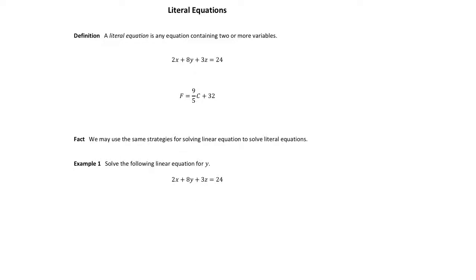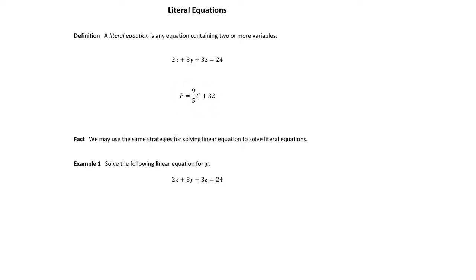A literal equation is any equation containing two or more variables. So for example, we could have 2x plus 8y plus 3z is equal to 24. So here's an equation that has three different variables. Or something like in our last lesson where F is equal to 9/5 C plus 32, an equation containing two variables.